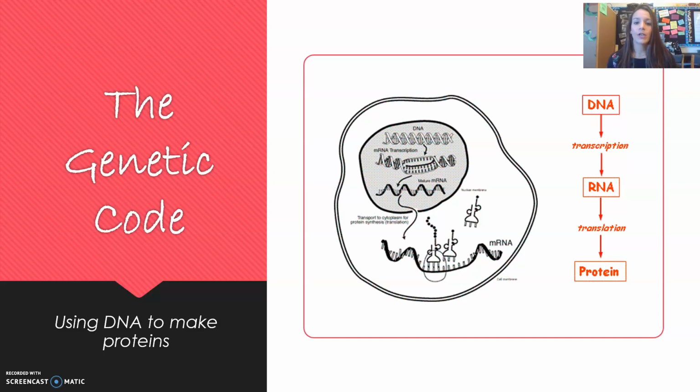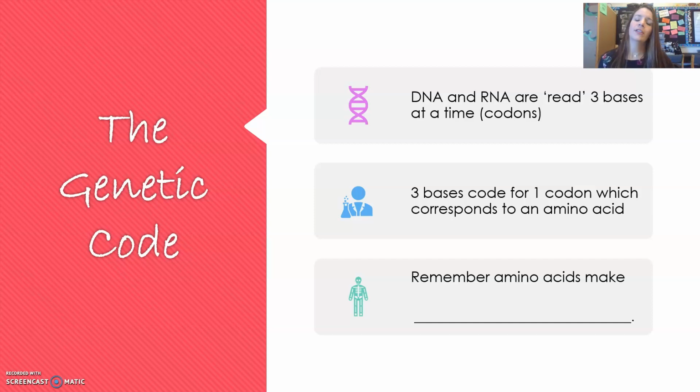And in the first video we talked about DNA, the structure of DNA, and how it replicates or makes copies of itself. Now we're going to talk about how we use DNA to make proteins. Before that though, let's talk about the genetic code and how it's read in general.